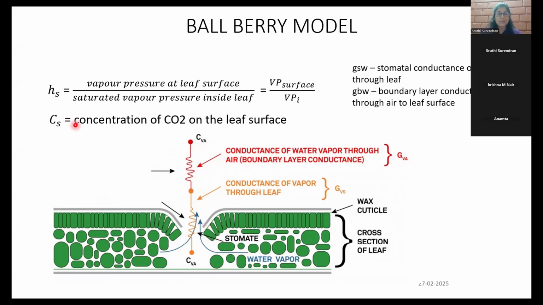Same is the case of carbon dioxide concentration. When carbon dioxide is entering the stomata, it has to cross this boundary layer, reach the surface of the leaf, and then go inside. So the total conductance to carbon dioxide will be the boundary layer conductance along with the stomatal conductance to carbon dioxide.